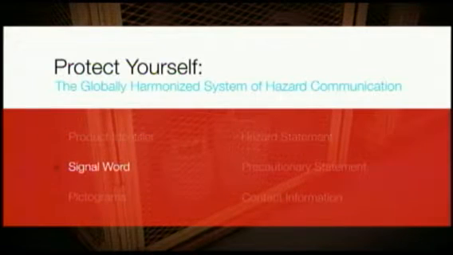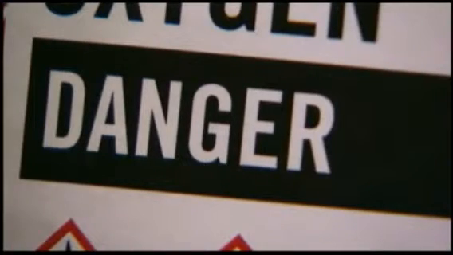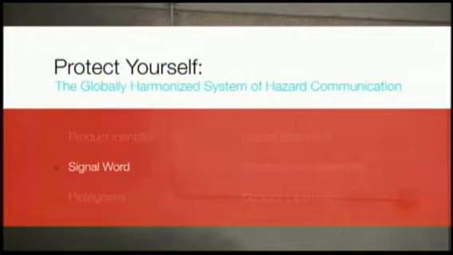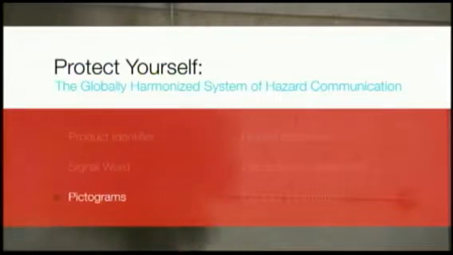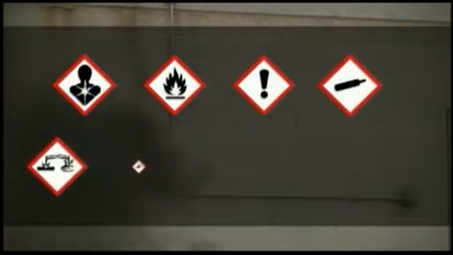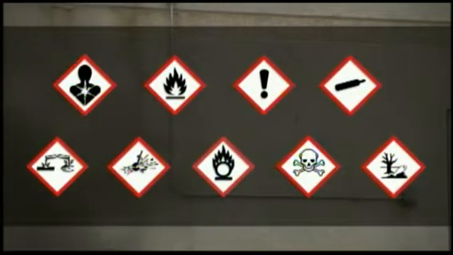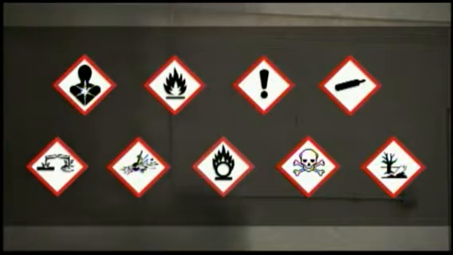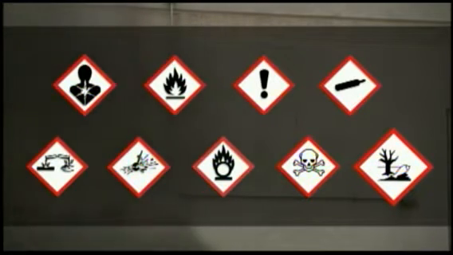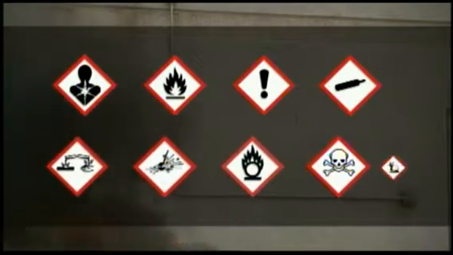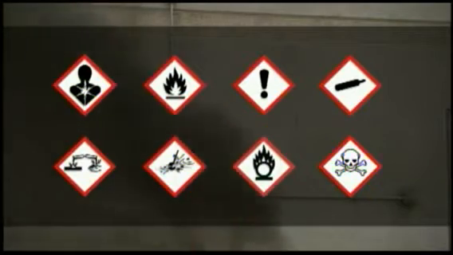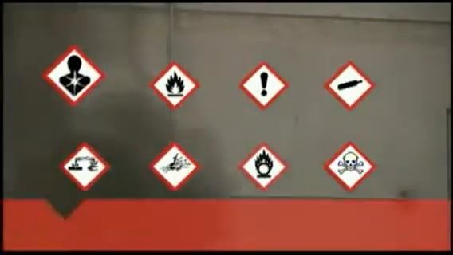A signal word is one word used to alert you to the severity of the hazard. The two signal words are danger or warning. Danger is used for more severe hazards. A pictogram is a symbol that gives you specific information about the hazards of a chemical. There are a total of 8 pictograms required for worker safety on labels and safety data sheets. There's a 9th pictogram for the environment, but it doesn't apply to workplace safety. Let's take a look at the 8 different pictograms that apply to us.